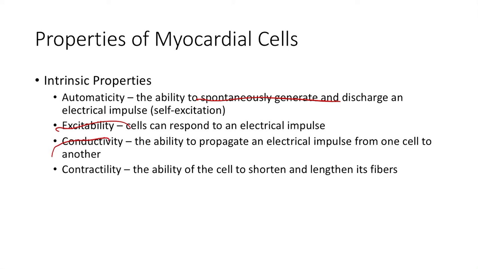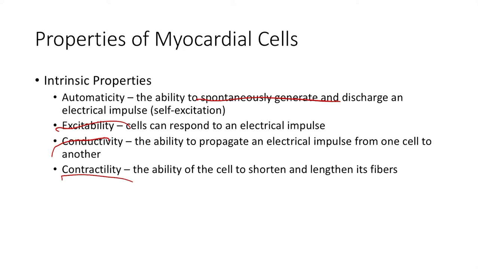We're also able to propagate them because they have conductivity, which means we can pass along those electrical impulses created in the SA node or other areas of conduction down to different regions of the myocardium. And then contractility, the ability to shorten and lengthen fibers. Some people also include rhythmicity, the ability to contract in a rhythmic manner. This will get really important when we start talking about electrical mechanical coupling, or how the electrical events keep the heart working synchronously together to pump efficiently.